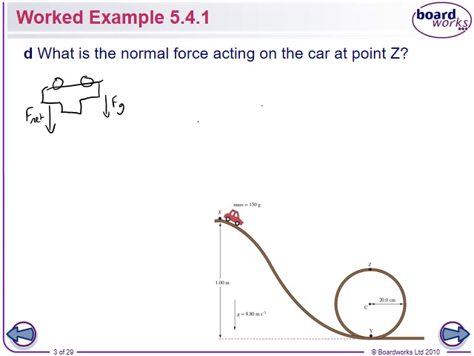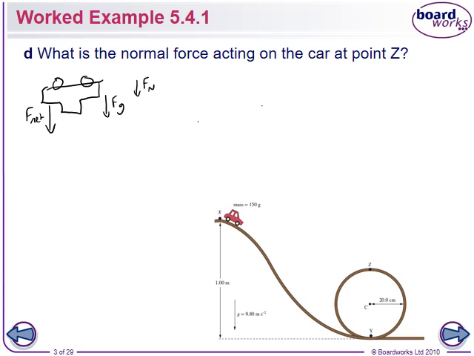Why? What is Fn? The force of the track pushing on the cart. So down. All of our forces are acting in the same direction here. So all of a sudden this becomes easier. Okay, everything's pushing downwards. So, let's work this out.